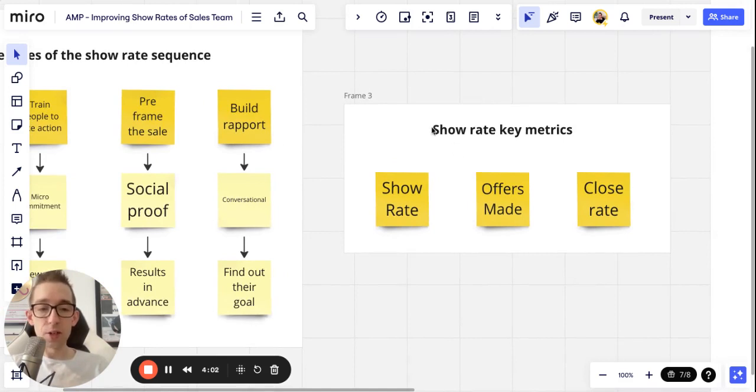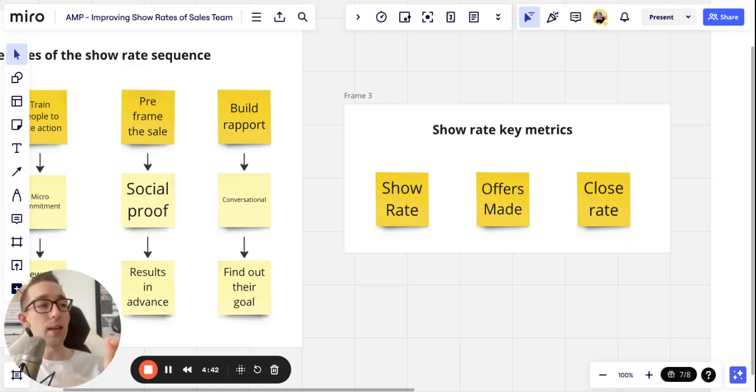So those are the show rate key metrics you want to be looking out for. And if you haven't right now got those documented in a Google Sheet or a CRM, depending how advanced your systems are, you should at the very least have a pipeline of how many people booked, how many people showed, how many people you made offers to, how many people closed, right? And then what was the average cash collected per call? So average cash collected per showed call, and average cash collected overall.